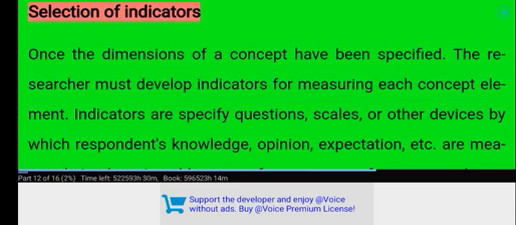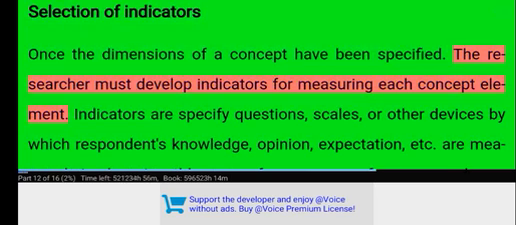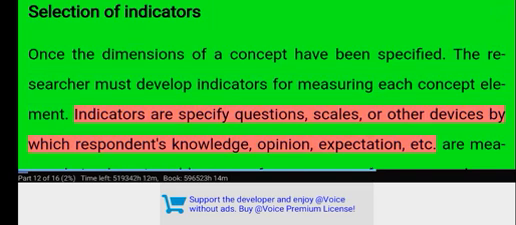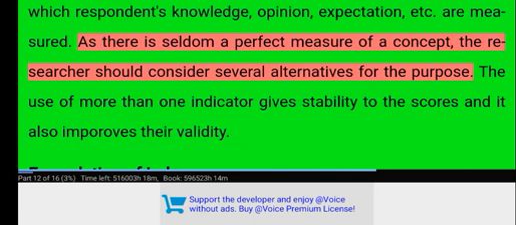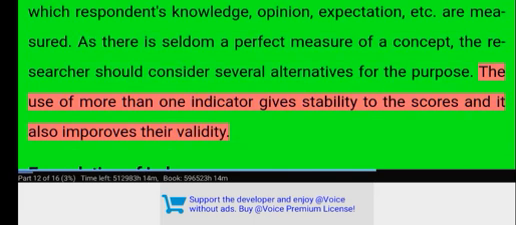Selection of indicators. Once the dimensions of a concept have been specified, the researcher must develop indicators for measuring each concept element. Indicators are specific questions, scales, or other devices by which respondents' knowledge, opinion, expectation, etc. are measured. As there is seldom a perfect measure of a concept, the researcher should consider several alternatives for the purpose. The use of more than one indicator gives stability to the scores and it also improves their validity.